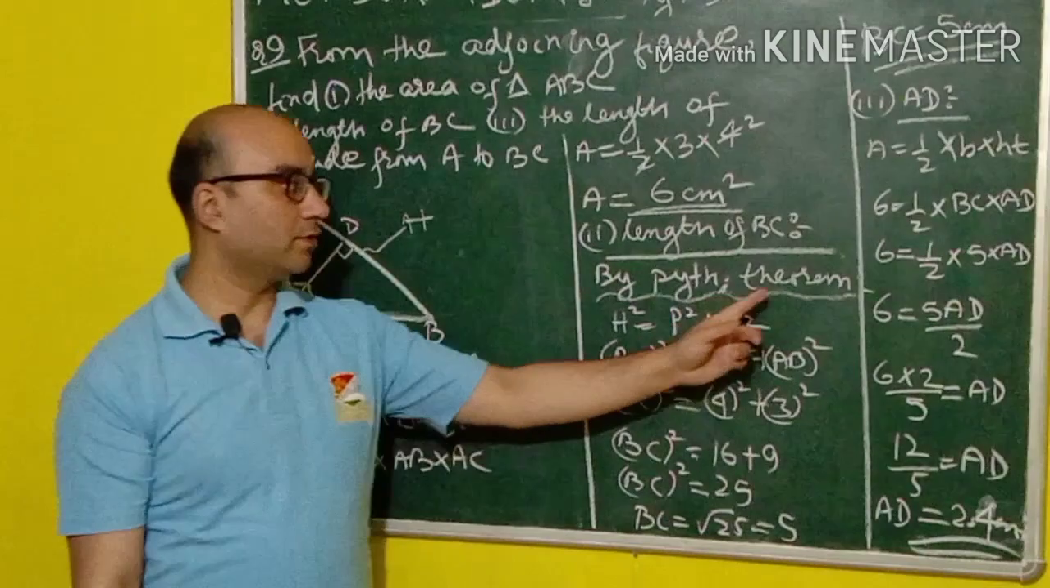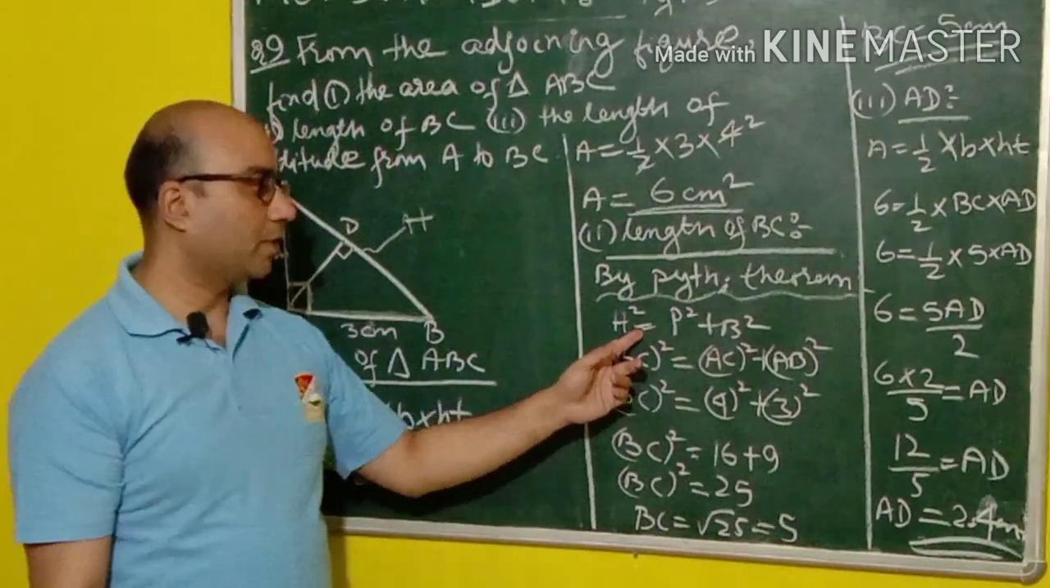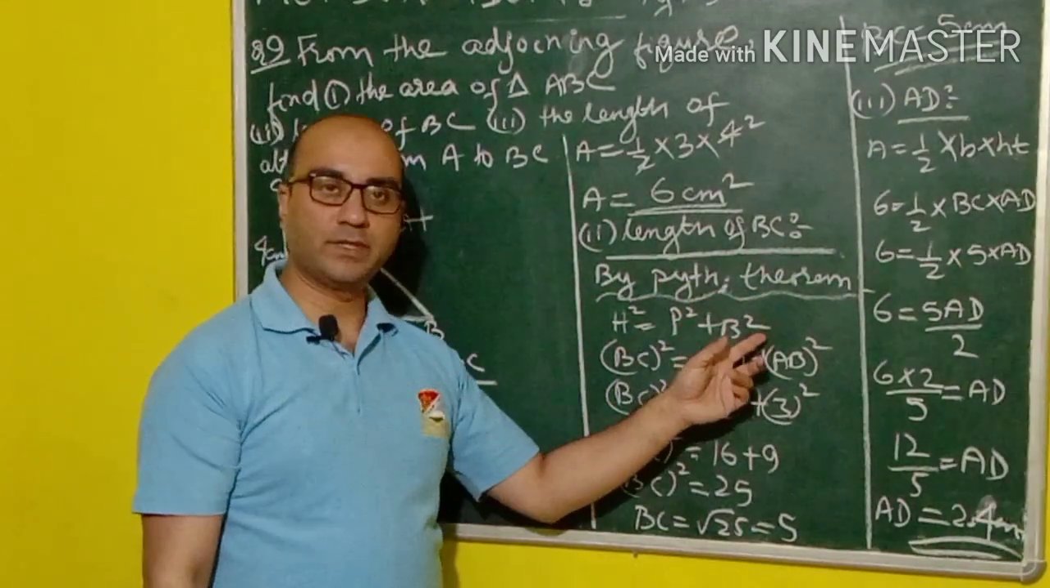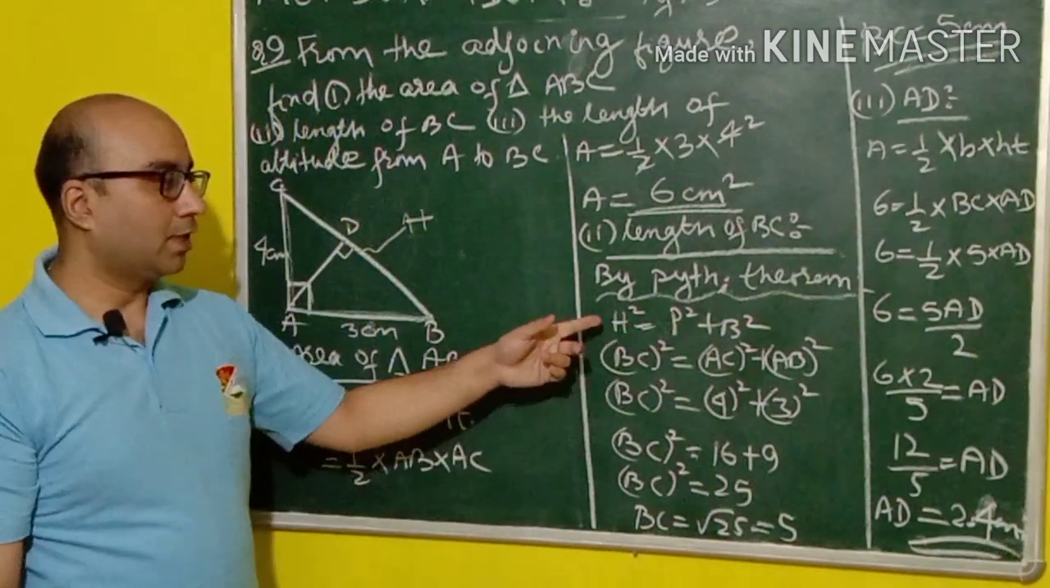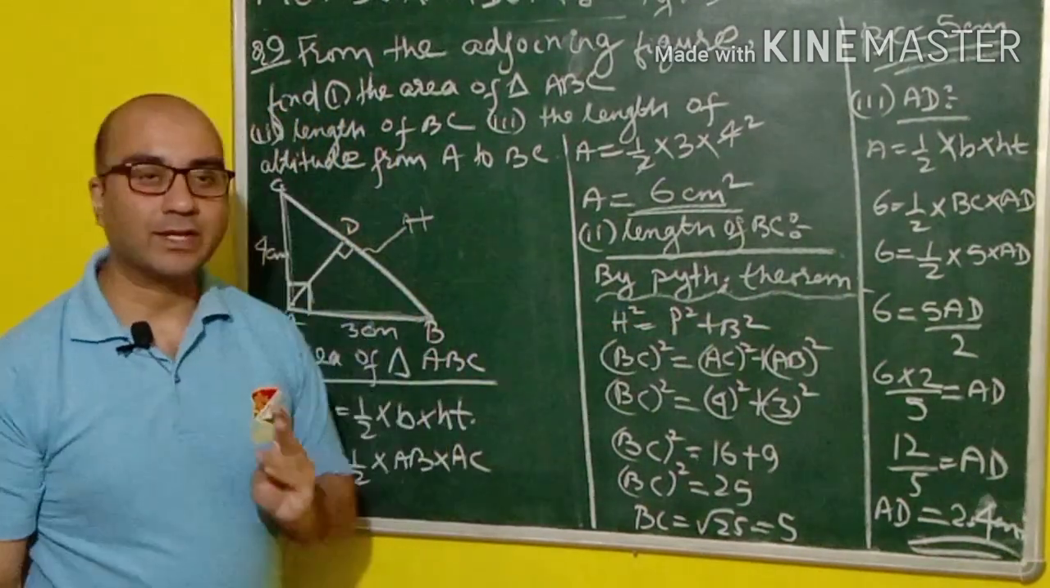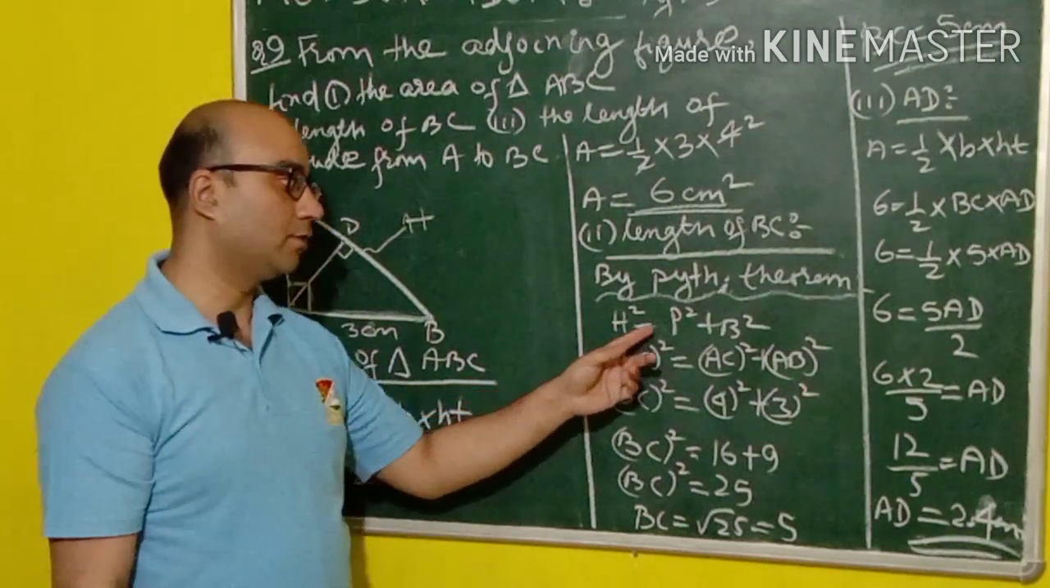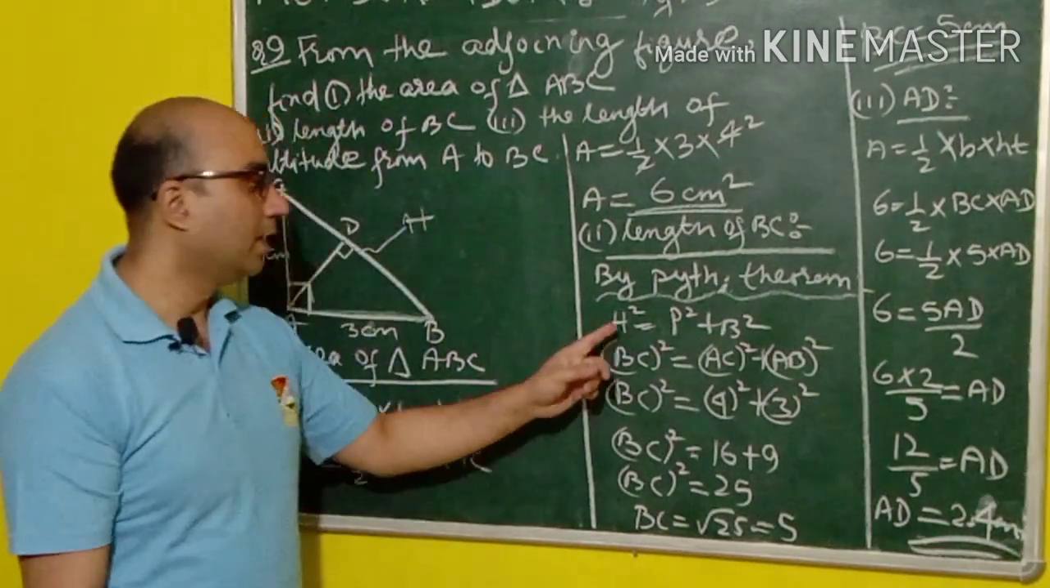So the two sides are given, you need to find the third side, the hypotenuse. By Pythagoras theorem, hypotenuse square is equal to perpendicular square plus base square. This is the famous Pythagoras theorem, which is applicable for right angle triangles only. So hypotenuse square is equal to perpendicular square plus base square.